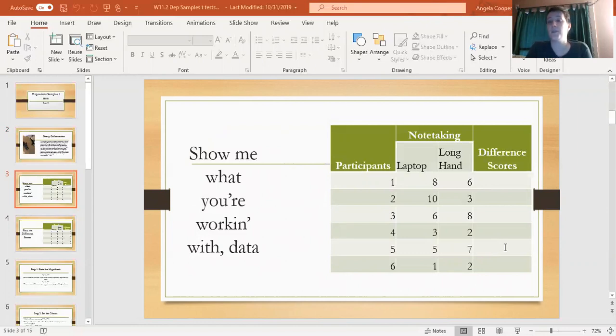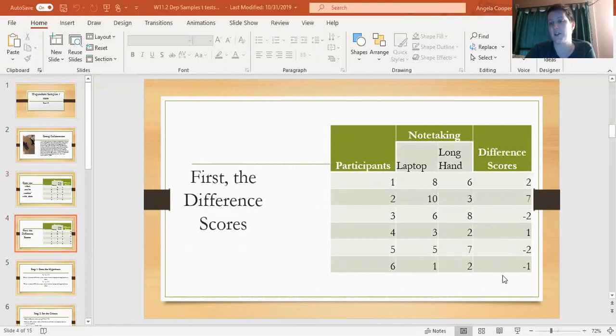So we got to start with the difference scores. So 8 minus 6 is 2, 10 minus 3 is 7, 6 minus 8 is -2, 3 minus 2 is 1, 5 minus 7 is -2. I don't mean to insult your intelligence, especially since I'm just going to go to the next slide and boom, there they are. I just want to make this point because I know that you might be questioning this later: it doesn't matter which group you subtract from which.